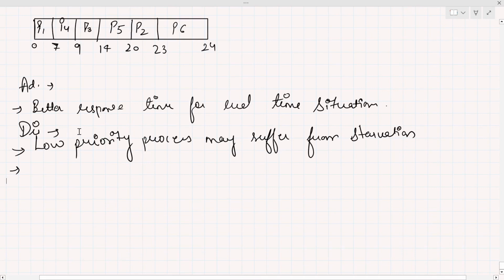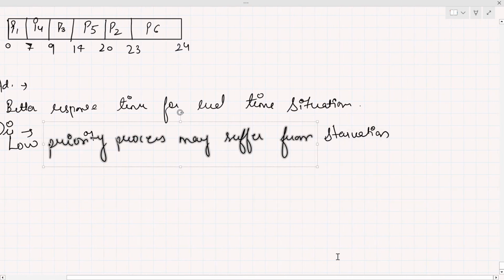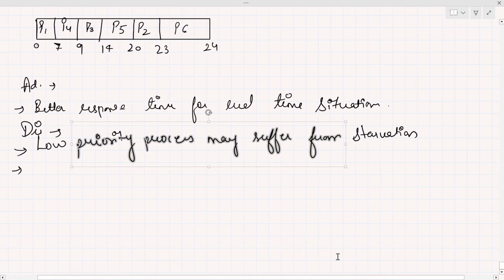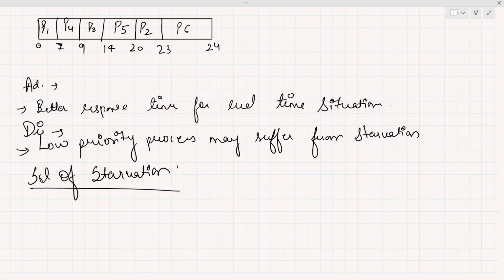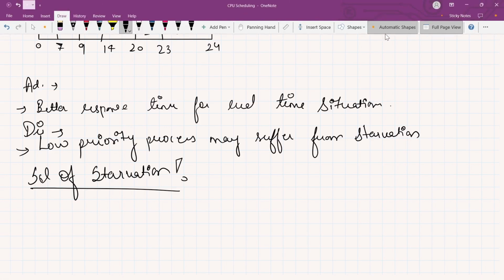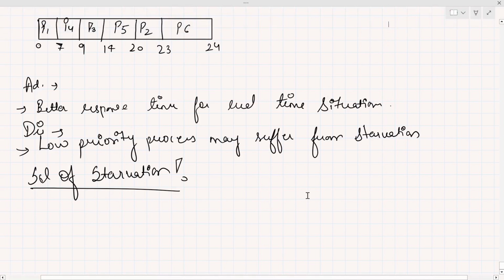Now we see the disadvantage. How do we overcome the starvation problem? Is there any way to overcome it? In every scheduling algorithm we see that sometimes starvation occurs or sometimes the convoy effect occurs. So the answer is yes, there is a solution to this starvation problem. Aging is the thing which is used to solve this starvation problem.